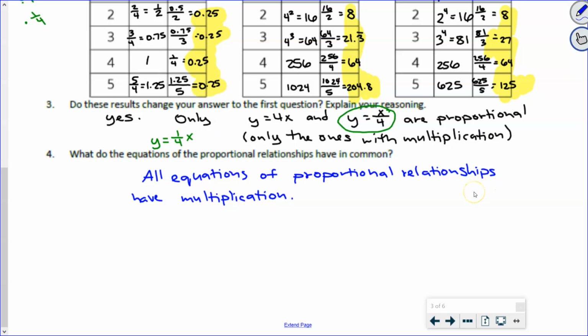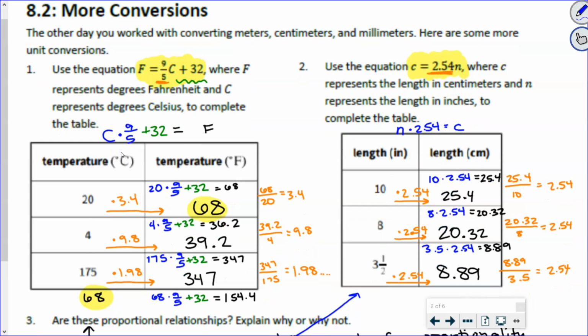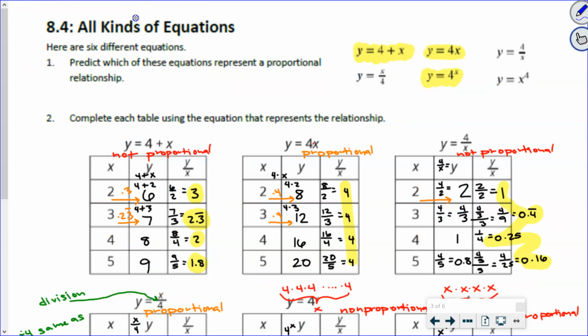But I want to make another connection here. All equations of proportional relationships have multiplication. Let's connect it to what we saw over here. Here we had multiplication, it was proportional. Here we had multiplication and it wasn't proportional, so focus on why this one wasn't proportional. And it wasn't proportional because yes, we were multiplying, but we also were doing something else. And it's that extra something else that caused it to not be a proportional relationship.